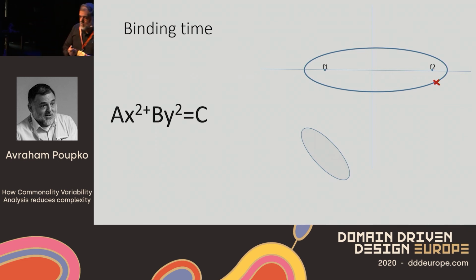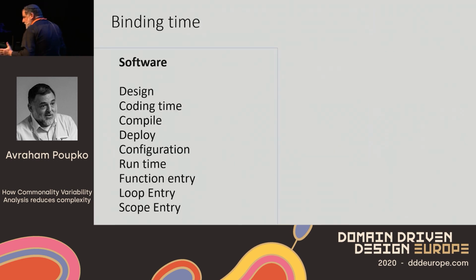And part of what we do when we do domain analysis is when we have variables and different things could have different values, we ask ourselves, when does it get its value? When we're talking about software, it could be at design time. Some things get their binding at design time, some at coding time or compile time, deployment time, configuration time, runtime. Some functions only get their binding when I enter the function or when I enter the particular scope. And we get that. We've all written enough software, at least those of us that have, to understand this.